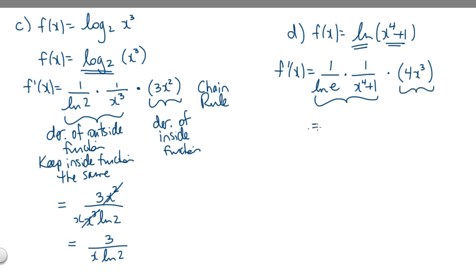Okay, and now for our simplification. Remember ln of e, this is the exponent that e needs to be raised to make e. So that's definitely going to be 1. And what we've really got is 4x cubed over x to the 4th plus 1. And that's a nice simplified answer there.